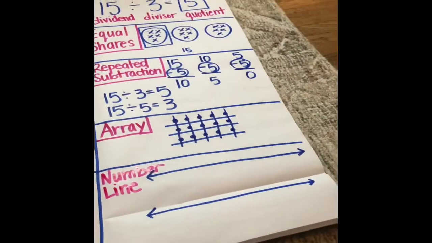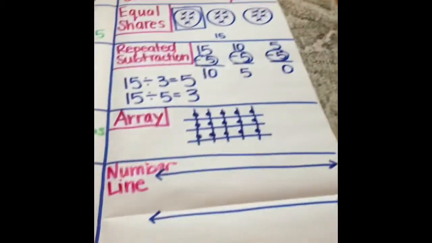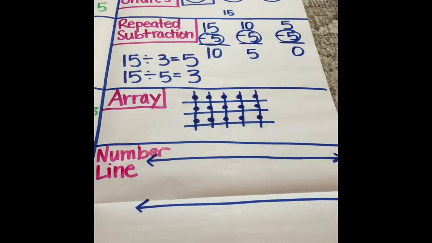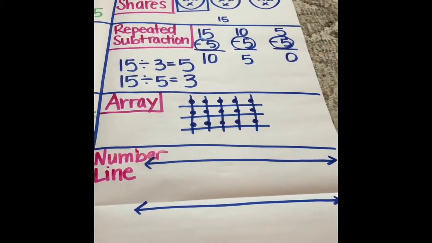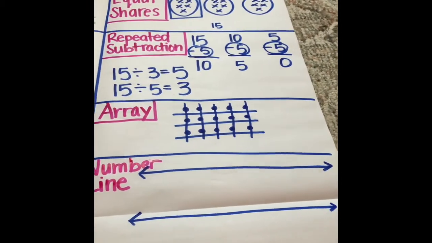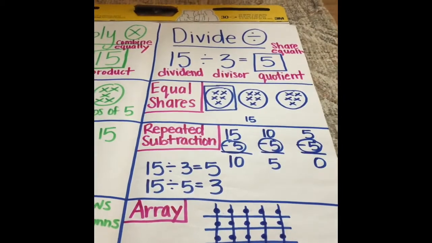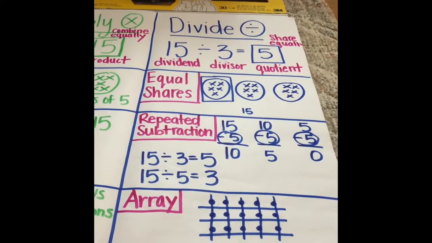And then I already have 2 number lines drawn because I'm going to show you how to solve the equation 2 different ways. So the first way I'm going to do it is with our equation we have at the top, which is 15 divided by 3.